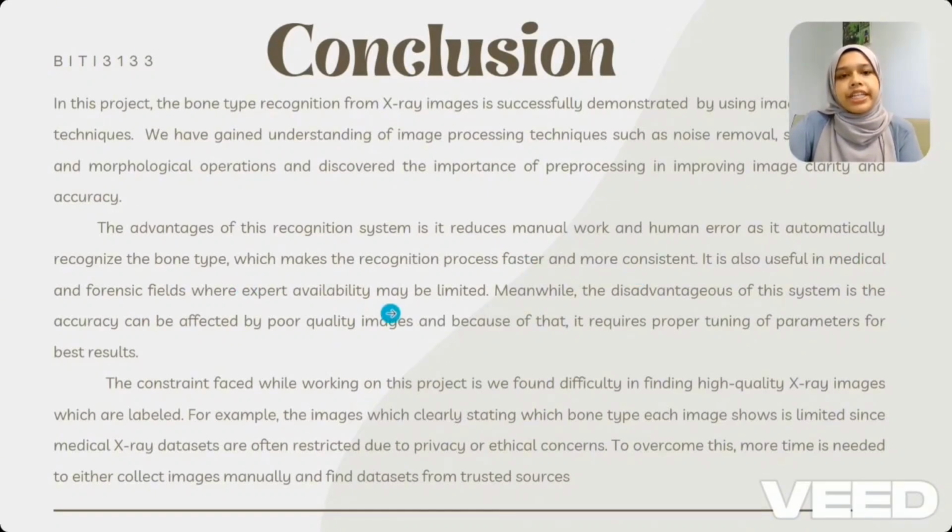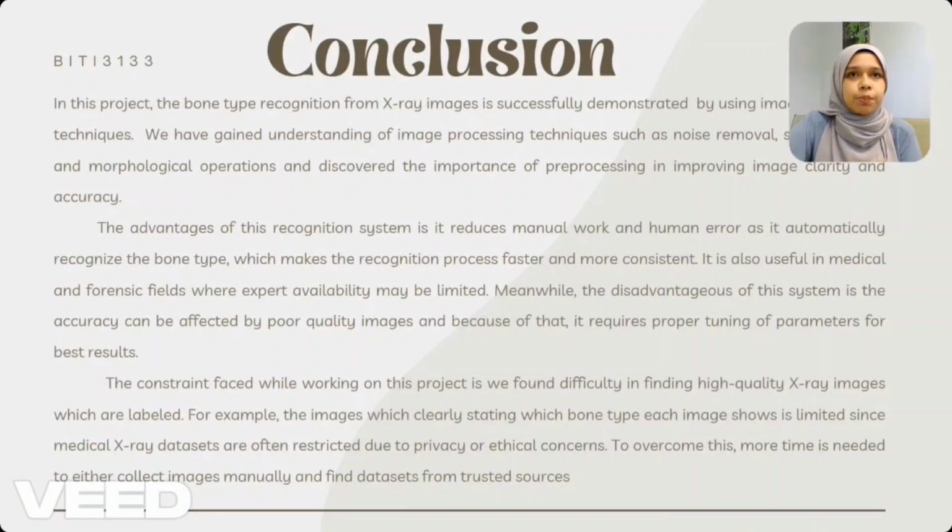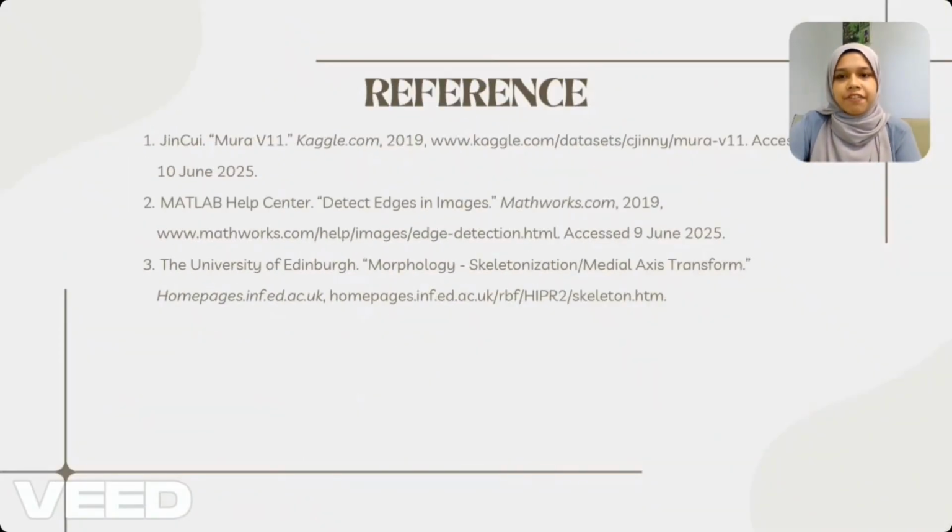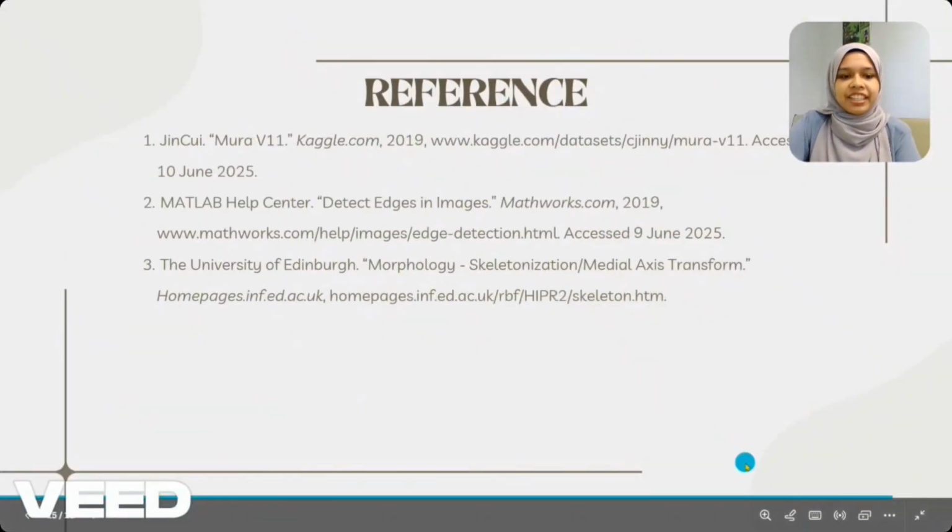The advantage of this recognition system is that it reduces manual work and human error, as it automatically recognizes the bone type. While the disadvantage of the system is that the accuracy can be affected if the image is poor in quality. And the constraint we faced while working on this project is that we found difficulty in finding high quality X-ray images which are labeled, because medical images are often restricted. And this is the reference that we have.